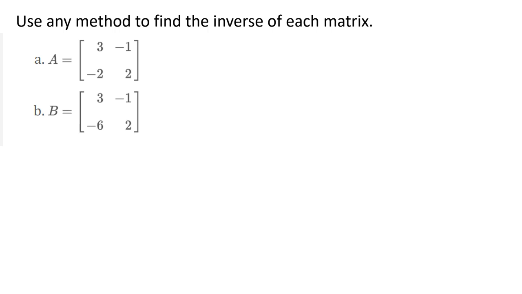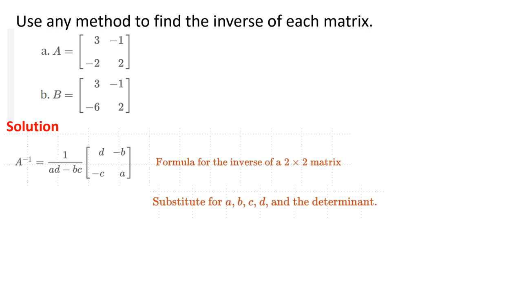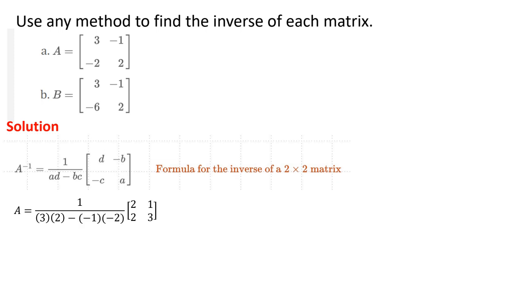Okay, let's try another one. It says use any method to find the inverse. So you can use any method. I'm going to go ahead and use the formula. So here I have my formula. I'm going to substitute my values for the first one. So we're going to have A times D, which is 3 times 2, and B times C, which is negative 1 times negative 2. And then we're going to switch our A and D. So instead of 3, 2, I'm going to have 2, 3. And then instead of a negative, I'm going to make it positive.